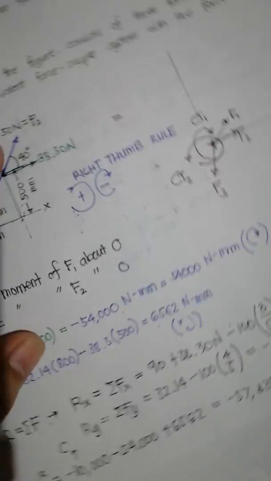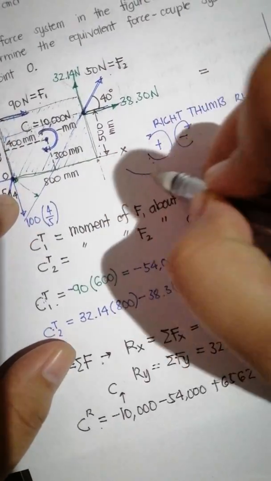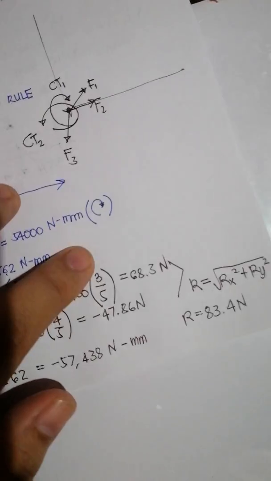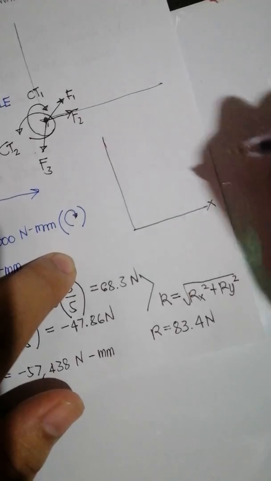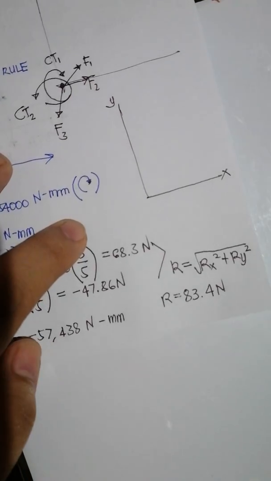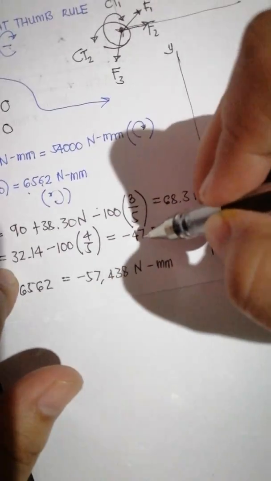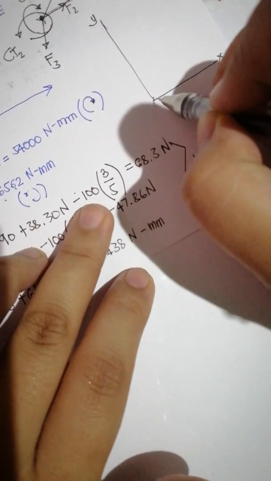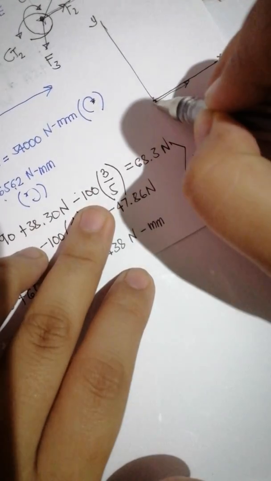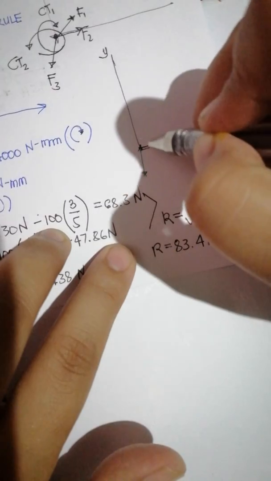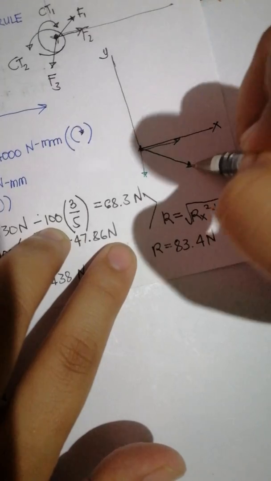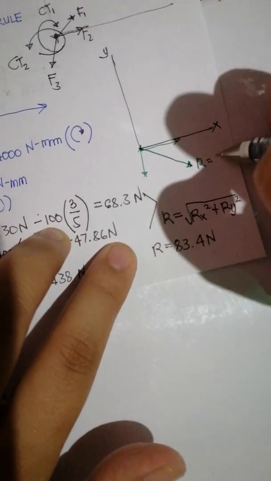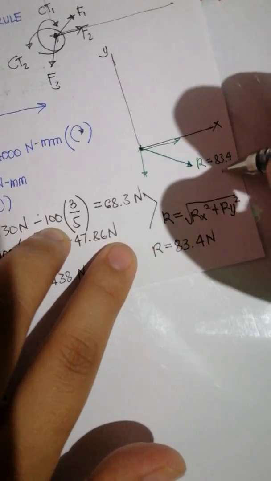Ayan. So, therefore, this force system is equivalent to this force system. We have x and y axes. Tapos, yung resultant natin dito, since yung kanyang y component ay negative, tapos ang x component ay positive, so ito yung kanyang x component, ito yung kanyang y component. So, yung resultant natin acts at this quadrant, fourth quadrant, wherein it's equal to 83.4 newtons.